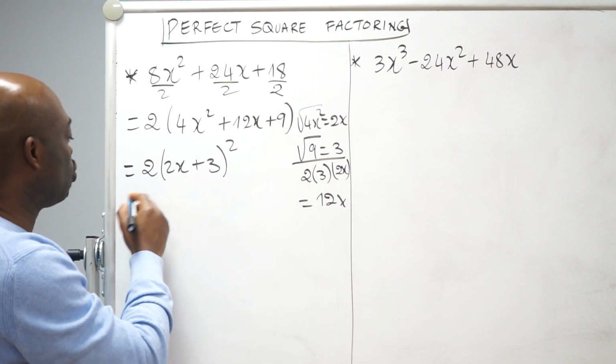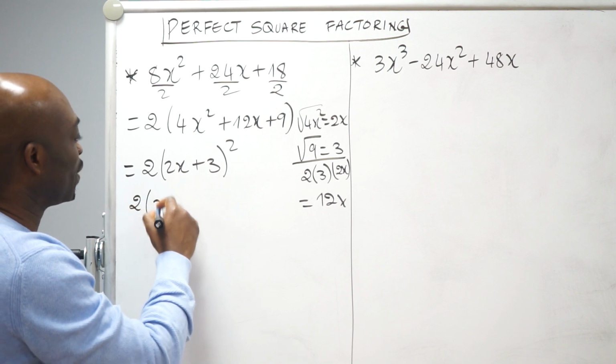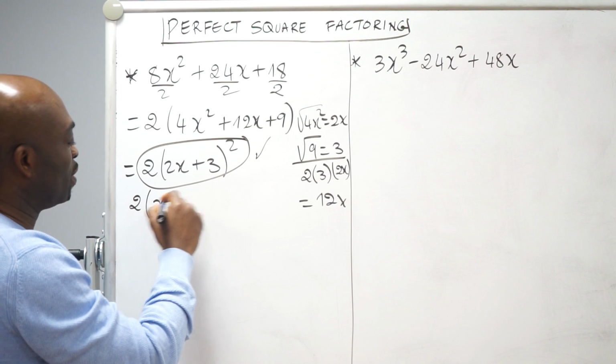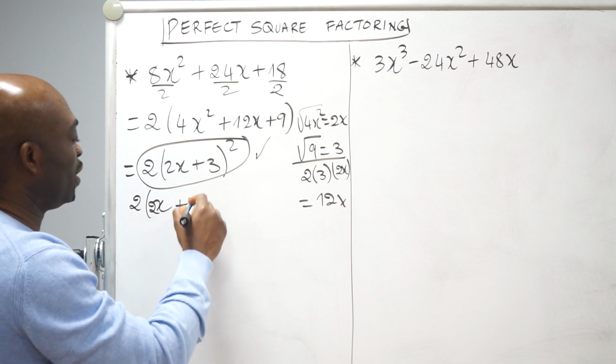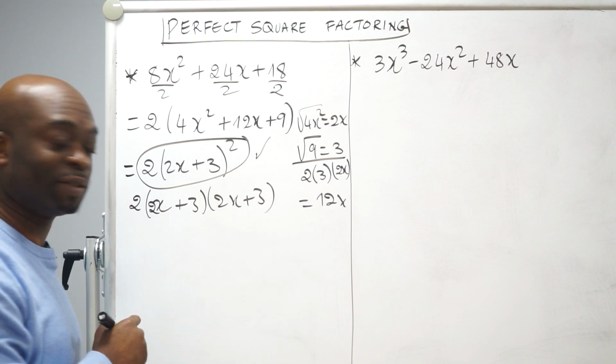So let's try that very quickly here. If you want to expand this one, this is our final answer here. So it's 2x plus 3 times 2x plus 3, because it's squared.